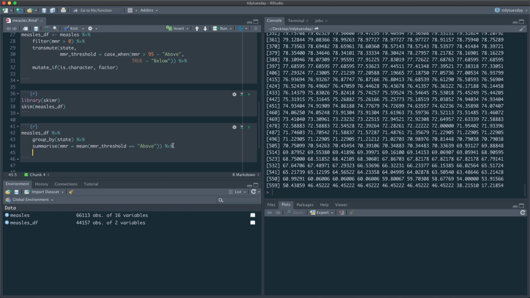Let's make a quick visualization so we can see this. So let's put state on the x-axis, this percentage on the y-axis.